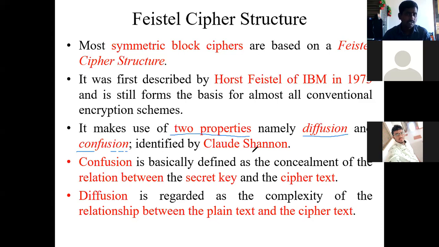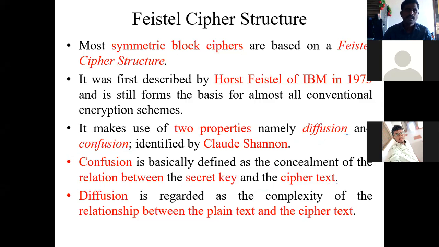Confusion defines the relationship between the secret key and the ciphertext. So what is the relation between the secret key and the ciphertext? That relationship talks about confusion. And diffusion defines the relationship between the plaintext and the ciphertext.